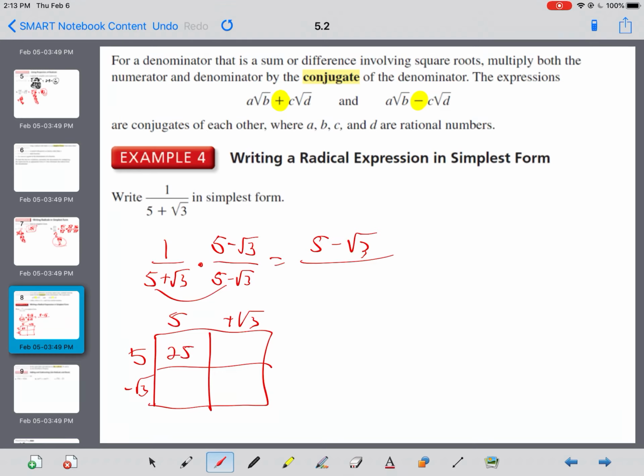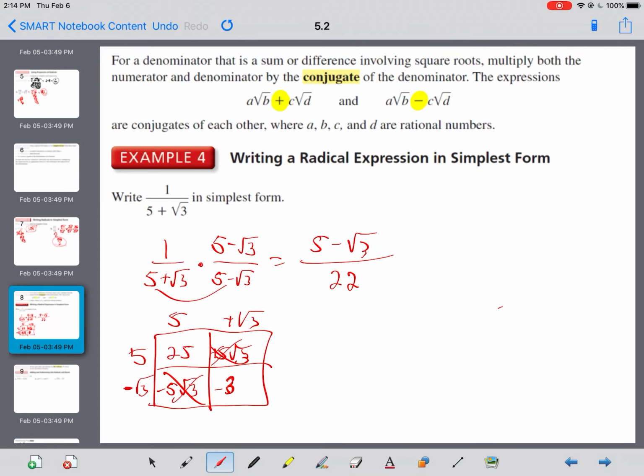5 times 5 is 25. 5 square root of 3, positive. And negative 5 square root of 3, because the negative times the 5 makes negative 5, and the square root of 3 hangs at the end. And then we got negative 3 when we multiply square root times itself. This one and that one reduced to 0. 25 minus 3 is 22.